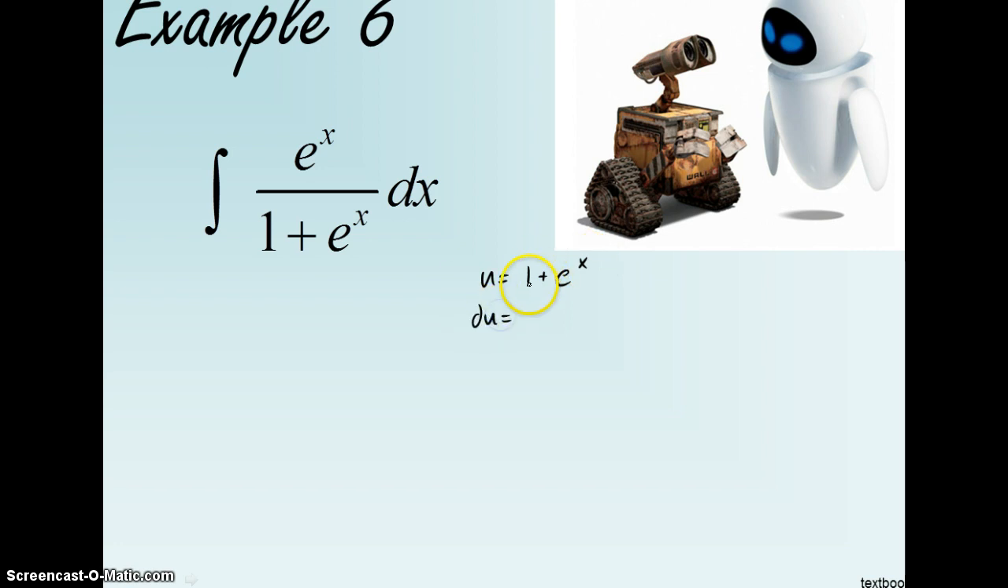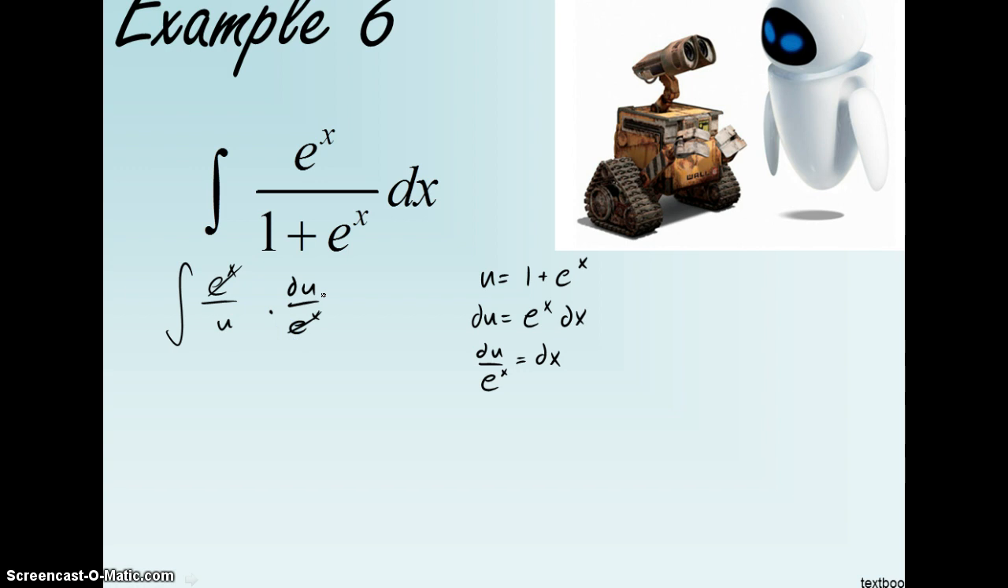So my du, remember the derivative of 1 is just gone. The derivative of e to the x is e to the x. And this looks pretty fruitful. So I've got the integral of e to the x over u times du over e to the x. What do you know? Those guys cross out. And I'm left with 1 over u du.